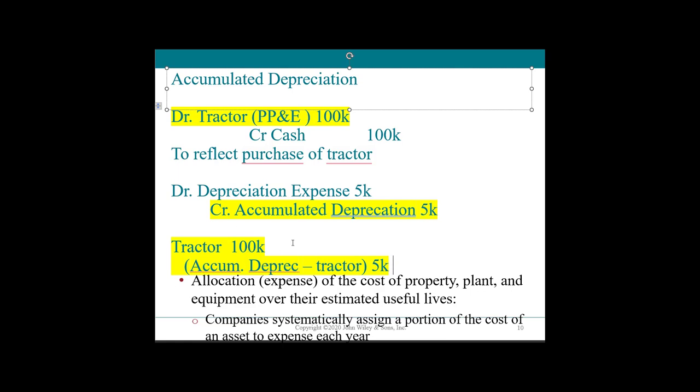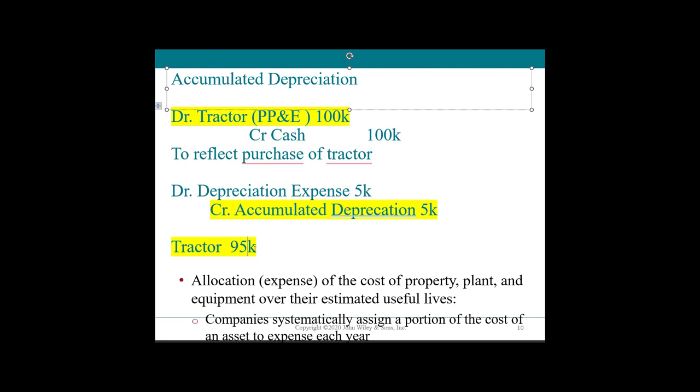However it's presented, maybe it's even like this, or however we line it up. But effectively, this means the same thing. It either shows gross, our total tractor and a total depreciation expense, or net, where it would just hide this part. Net would be 95K. Either way, the net book value or the net is worth 95K.